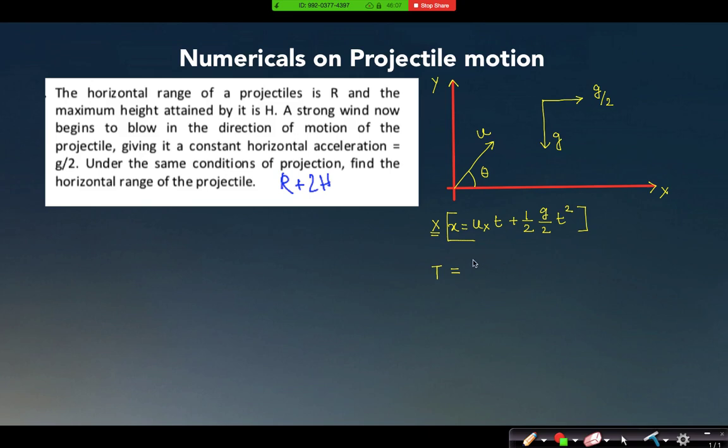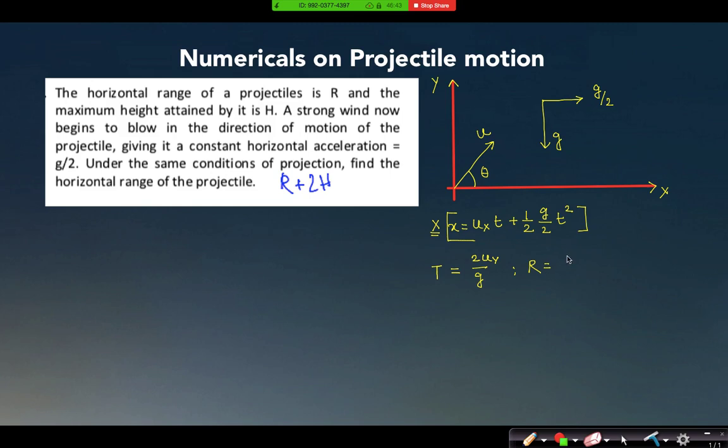So what is the time of flight? Can anyone tell me? 2u sin theta by g. Can I say it is 2uy divided by g? Right? We should also understand different notations. We do not have to always write sin theta or cos theta. Instead, we can write ux, uy anytime. So that is 2uy by g. Okay, for a normal projectile, what is the range? Can you tell me? 2 into ux into uy by g, u square by g times sin 2 theta.